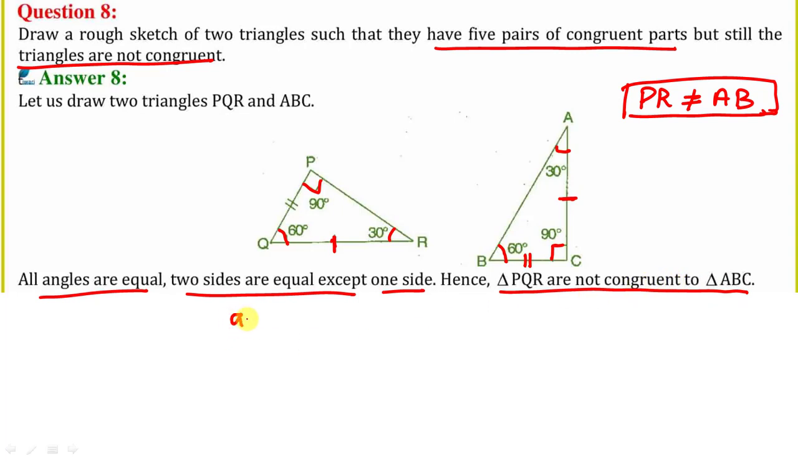and their area may or may not be equal. But here one side is not equal. It means PR is not equal to AB. One side is not equal. It means the two triangles are not congruent. If one angle is not equal, then two triangles are not congruent.